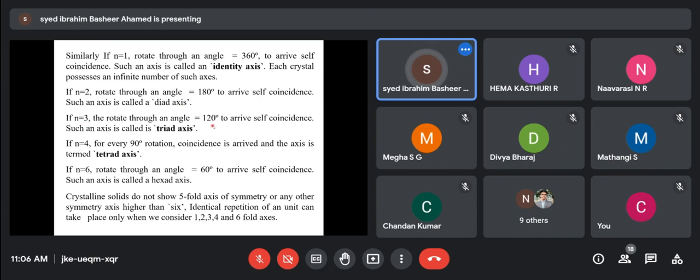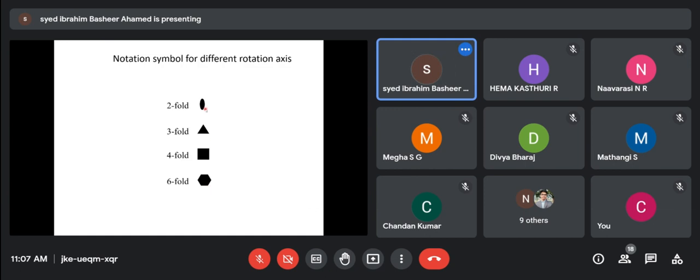N equal to 3, rotate 120 degrees, it's called a triad axis. N equal to 4, tetrad axis. N equal to 6, 60 degrees, that is a hexad axis. As I told you already, a 5-fold axis of symmetry so far is not observed, and mathematically it is proven there is no possibility of making a 5-fold axis of symmetry. We will prove that in the following section of this class.